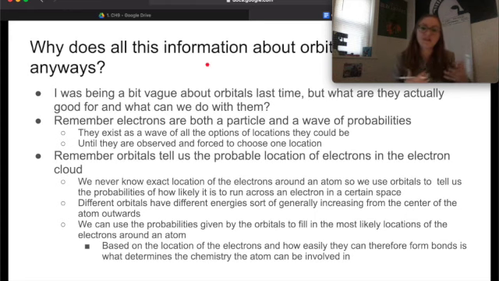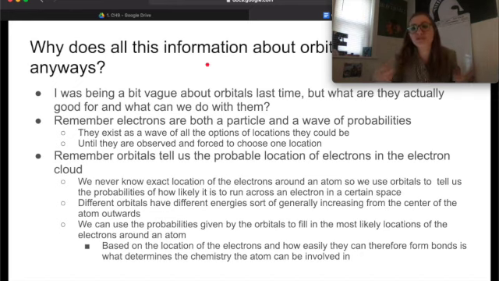And remember that orbitals tell us about these probable locations of the electrons in the electron cloud. So we never know the exact locations of electrons around an atom. So we use orbitals to tell us how likely it might be to run across a certain electron in a certain space. Different orbitals have different energies, generally increasing from the center of the atom outwards. And when electrons jump orbitals, that's what causes our emission spectrum still.